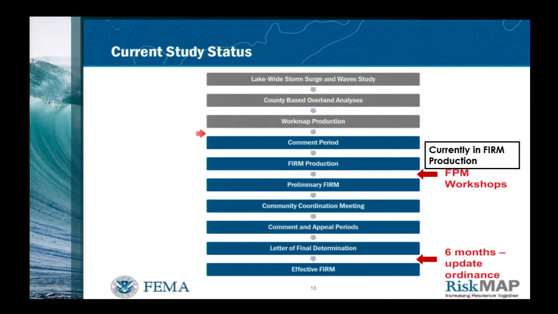And ultimately, at the end of that, they issue official maps, and they become the new effective maps for the city of Manistee. At that time, you need to issue a new ordinance that references these new maps. The ordinance needs to point to the correct maps.